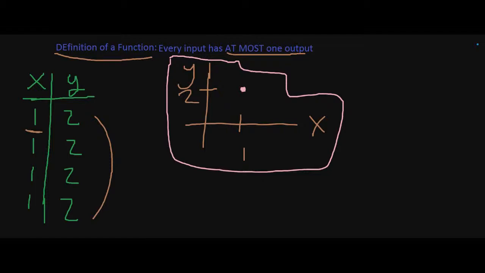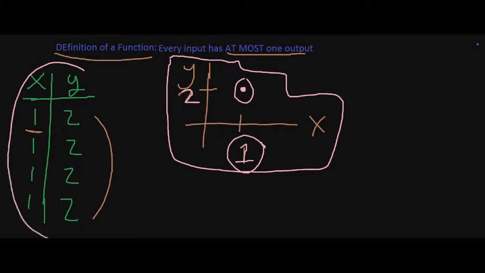Well, according to our definition, every input has at most one output. So if we look here, my input 1 only has the output 2. Even though we have it listed 4 times, it doesn't matter because it's the same output. It's kind of tricky. It's only not a function when the input has more than one output. In this case, the input 1 has one output, which is 2. In this table, we just have it repeating 4 different times, and that doesn't mean anything. As long as it's the same one, that's all that matters.